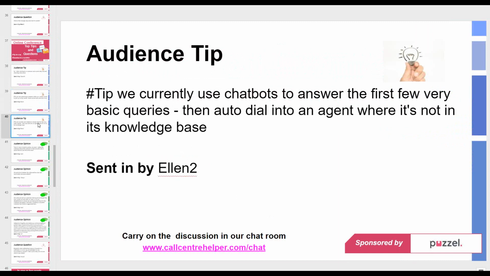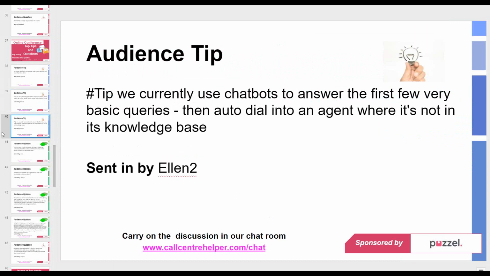And it says, we currently use chatbots to answer the first few very basic queries, and then auto dial into an agent when it's not in the knowledge base. So Neil, that sounds like a combination of chatbot and a live agent. Sometimes, if you're pretending to be an agent, you can be caught out on that. Yeah, I think so. The key is, and this might sound odd given what I do, that a customer doesn't care if it's a chatbot or a human, because a human can give a robotic experience and a chatbot can give a human experience. It's all about the way that you deliver that.